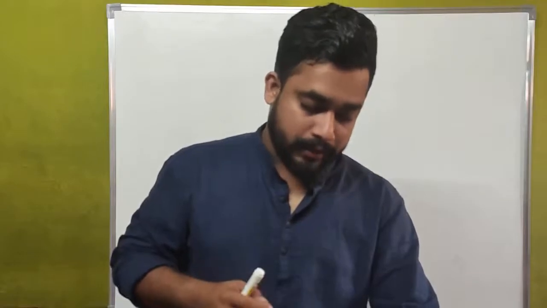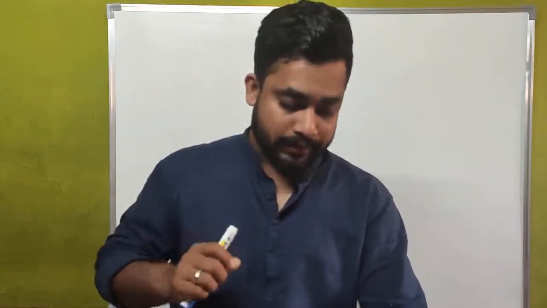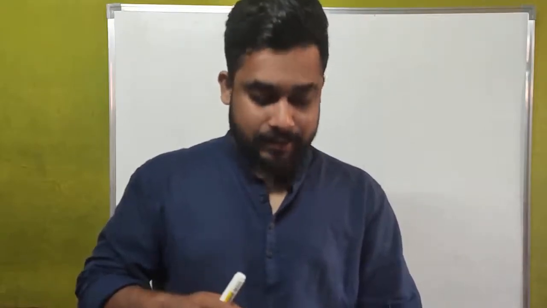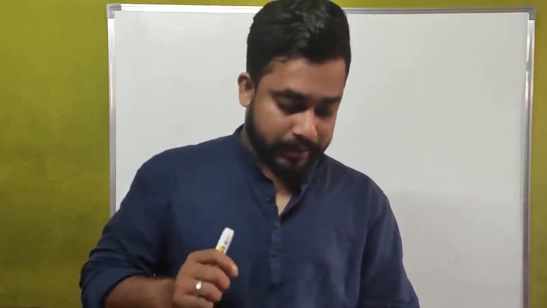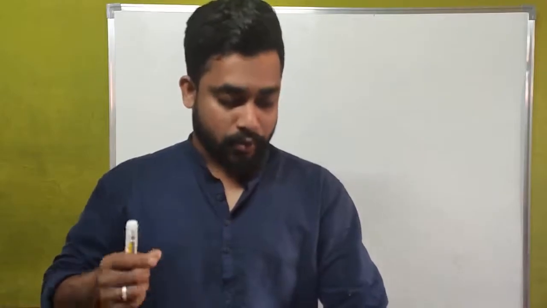The next problem of wave optics: a beam of light consisting of two wavelengths, 4200 Angstrom and 5600 Angstrom, is used to obtain interference fringes in Young's double slit experiment. The distance between the slits is 0.3 millimeter and the distance between the slits and the screen is 1.5 meter. Compute the least distance of the point from the central maximum where the bright fringes due to both wavelengths coincide.